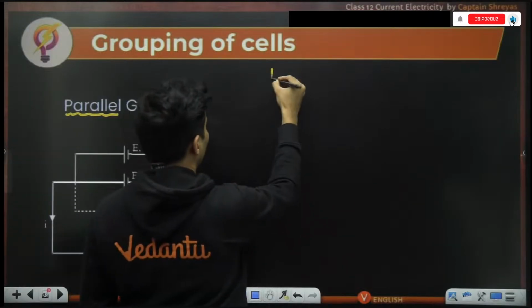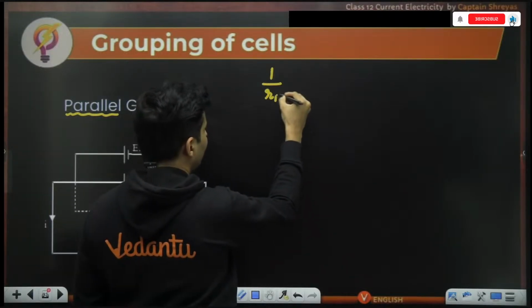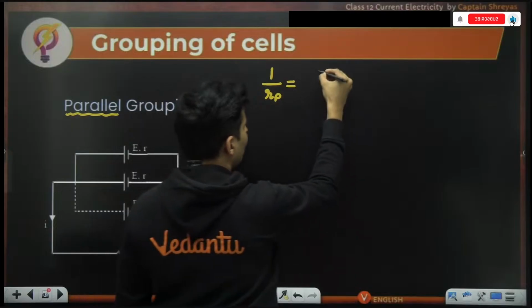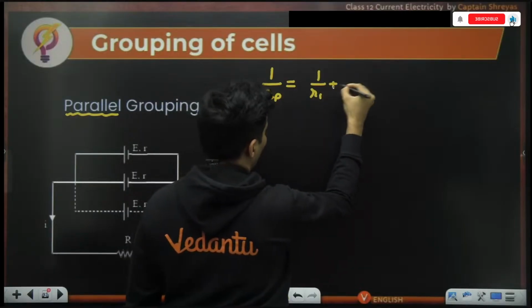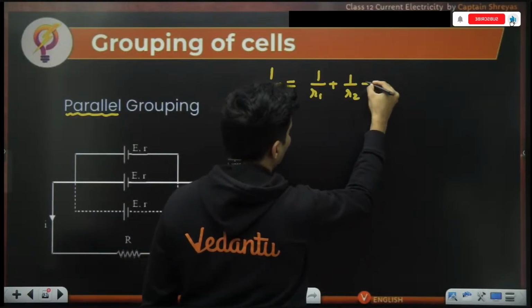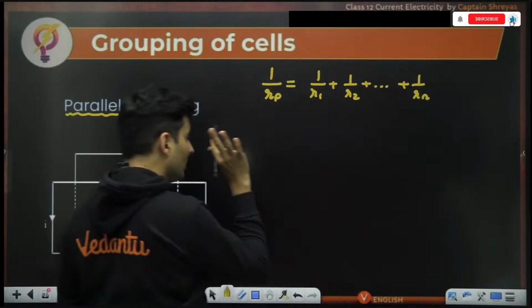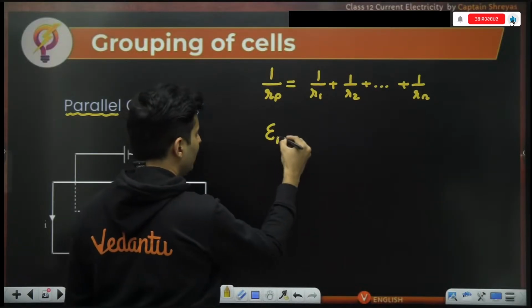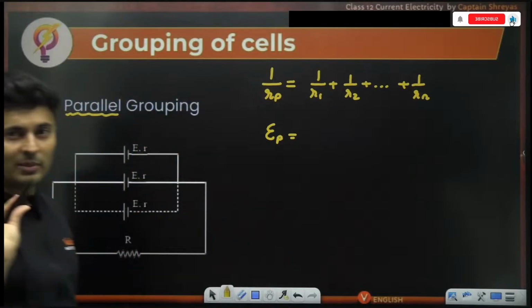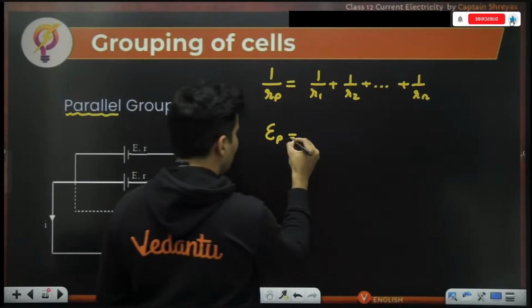But, sir, what to do if it is parallel grouping? First, let me give you the formula for equivalent internal resistance. It will be just 1 by R1 plus 1 by R2, just like you do it for parallel resistors, till 1 by Rn. But be very careful for EMF in parallel. Don't do 1 by E1 plus 1 by E2. That is not correct.